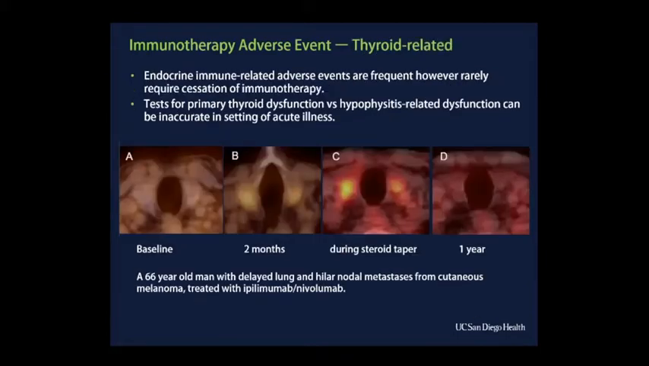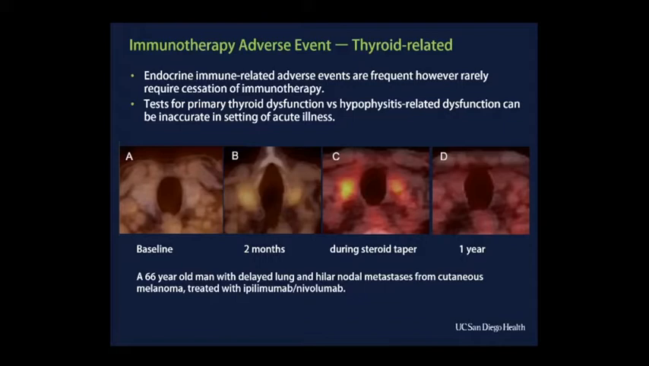The thyroid example here is a 66-year-old man. He had had 2 different cutaneous melanomas, and he presented with lung and hilar nodal metastases 20 years later, so very delayed. 2 months after initiation of a combined Ipi-Nivo immunotherapy, he had hepatitis and thyroiditis, so 2 different adverse related events to his immunotherapy. He was treated with prednisone, he was tapered off, and then he was able to be restarted on immunotherapy.